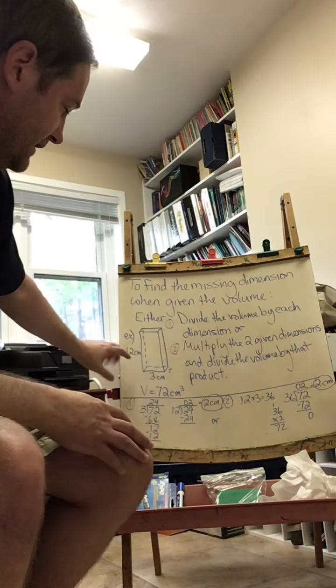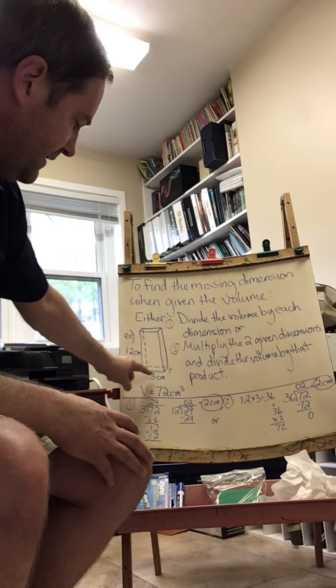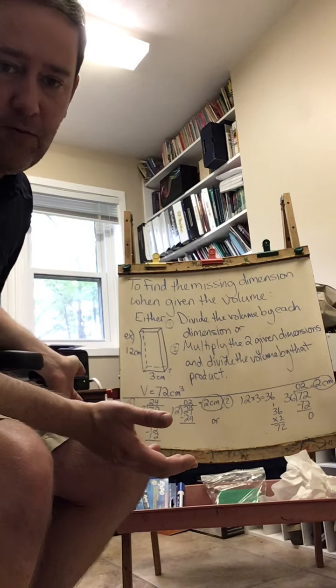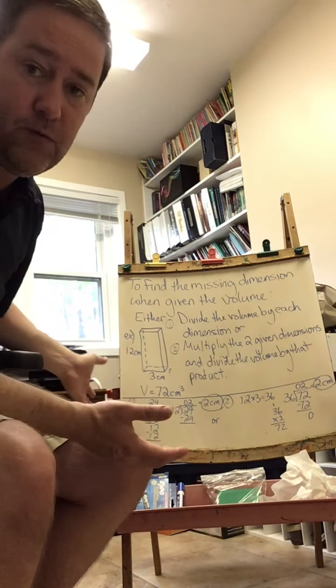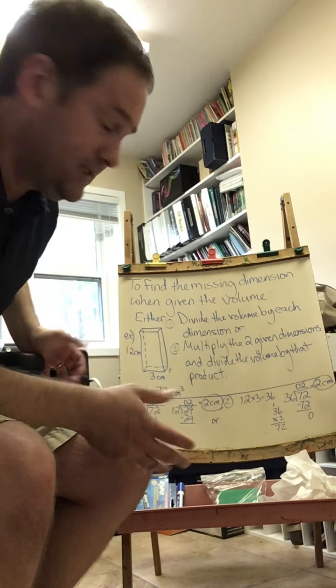The example I have is, if you can't read it very well, a width of 3 centimeters, a height of 12 centimeters, and the length is a question mark. The depth or the length we don't know. That's what we need to find. The volume they gave me was 72 cubic centimeters to fill that thing up. That's how much space it takes.